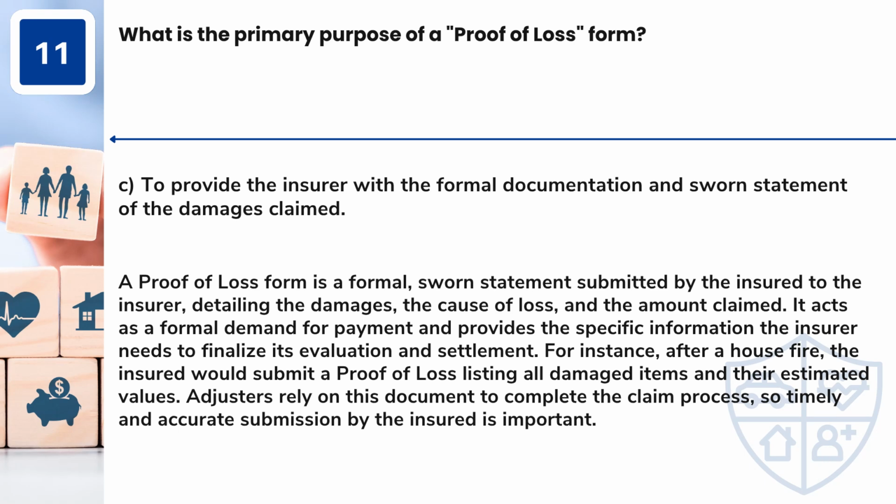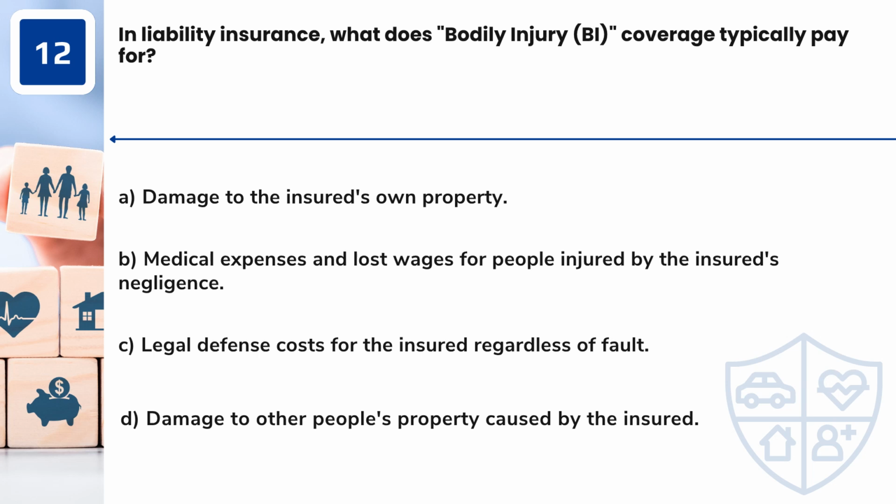and settlement. For instance, after a house fire, the insured would submit a proof of loss listing all damaged items and their estimated values. Adjusters rely on this document to complete the claim process, so timely and accurate submission by the insured is important. Question 12.